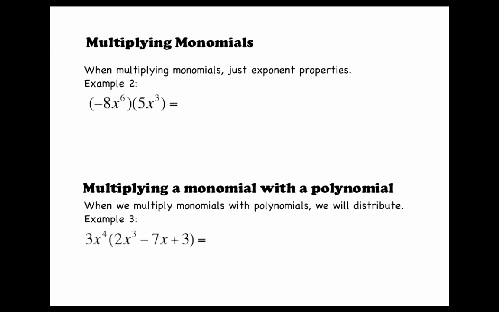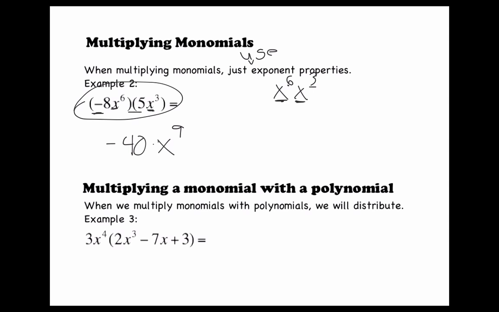When we multiply monomials, we just use exponent properties. The number parts we would multiply, so -8 times 5 is -40, because all we're doing is multiplying all this stuff that's inside here. Then x to the 6th times x to the 3rd. Well, if I was just multiplying that, I have base to a power times the same base to a power. I can write that base one time and add the exponents to get 9.